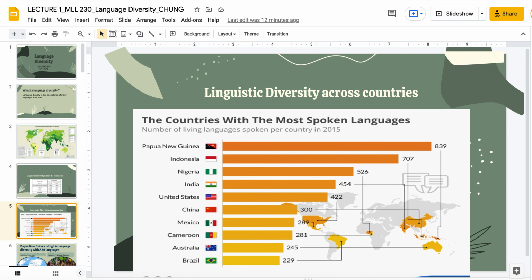So this is important to know, that the world in which we live is not just black and white. It's very colorful. When we're talking about linguistic diversity, it's very colorful. There are many different languages that are spoken.